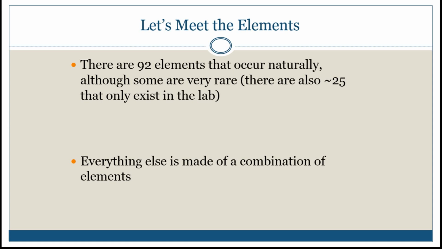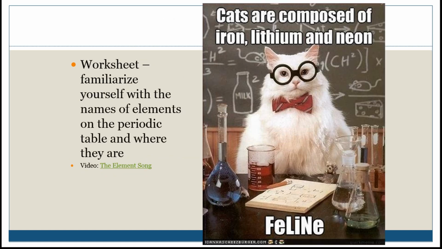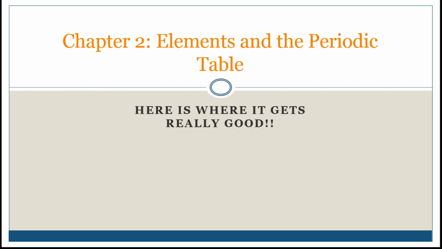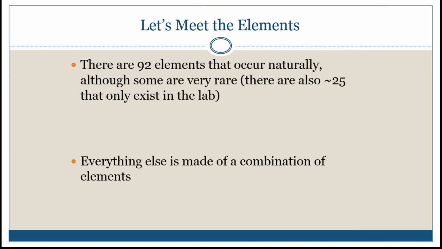There are, it turns out, 92 elements that occur naturally in the universe. The first, chapter 2, elements in the periodic table, I think was what it was. Let's go check. Yeah, there you go, chapter 2, elements in the periodic table. Here, I'll get a copy so I can follow along. And then, let's meet the elements. So there are 92 that exist in the universe naturally, but look at your pink periodic table.